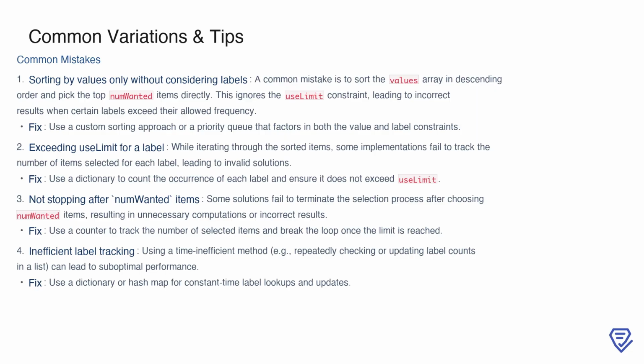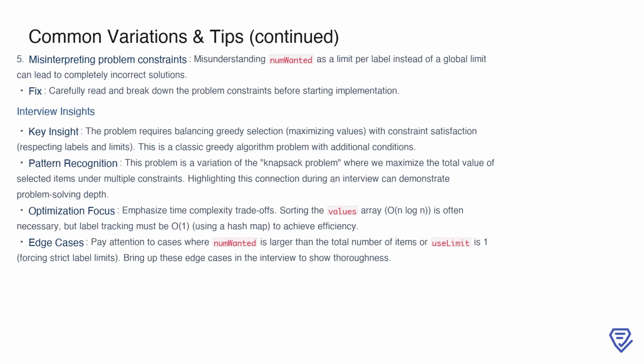Additionally, some implementations fail to stop after selecting num_wanted items, which wastes computation or produces incorrect outputs. To fix this, use a counter to keep track of how many items you've chosen and terminate the process once the limit is reached. Finally, tracking labels inefficiently, like checking or updating label counts in a list, can result in poor performance. A dictionary or hash map is a better choice since it provides constant time lookups and updates, making your solution more efficient.